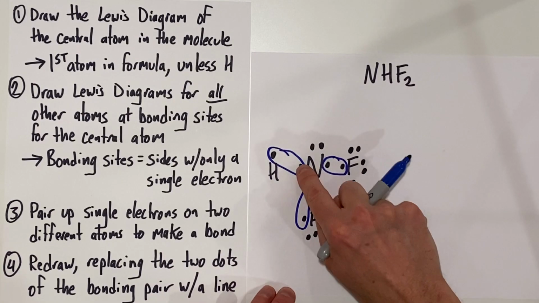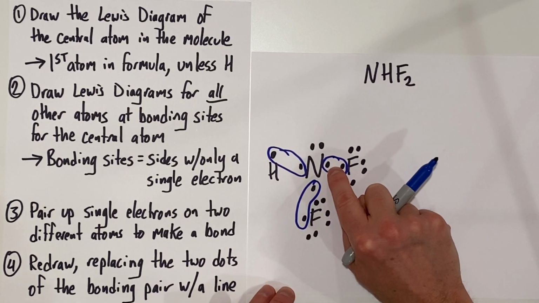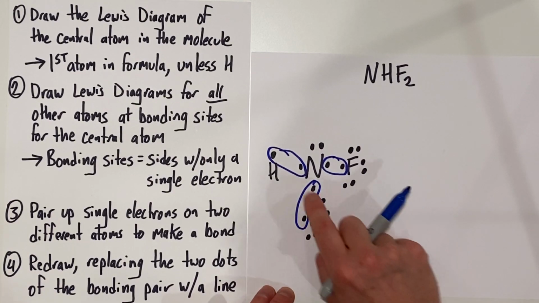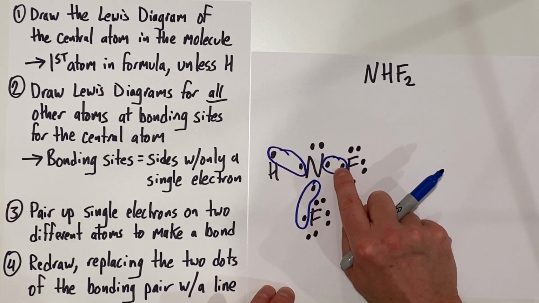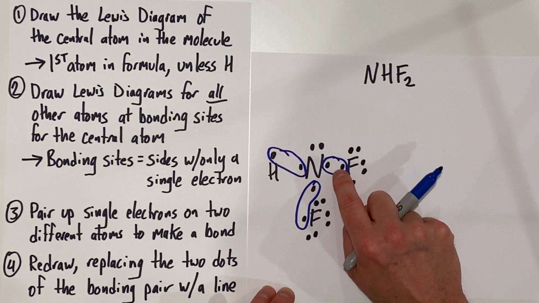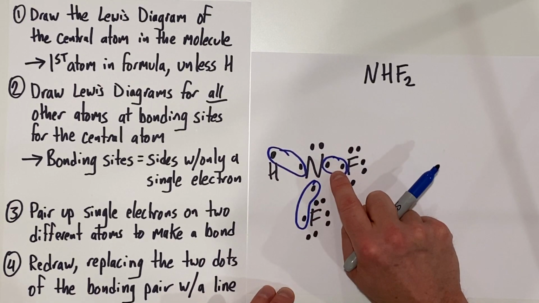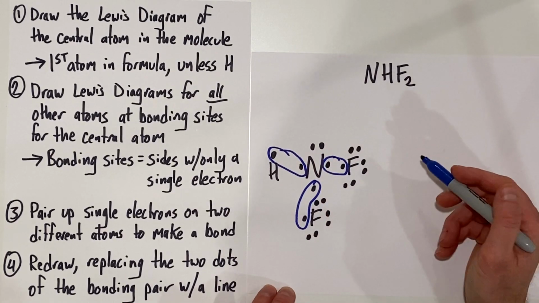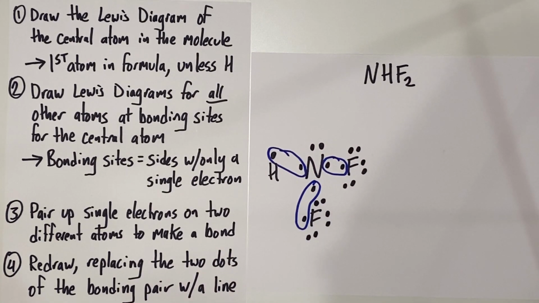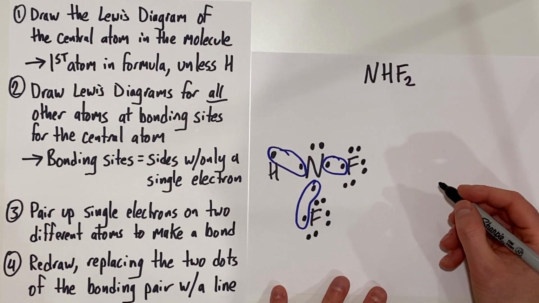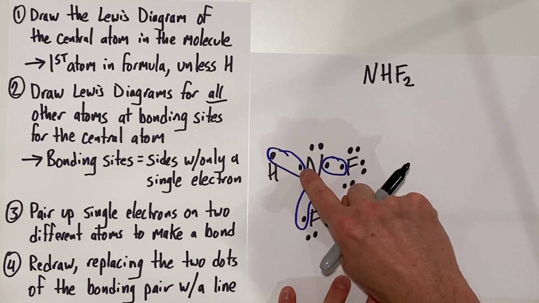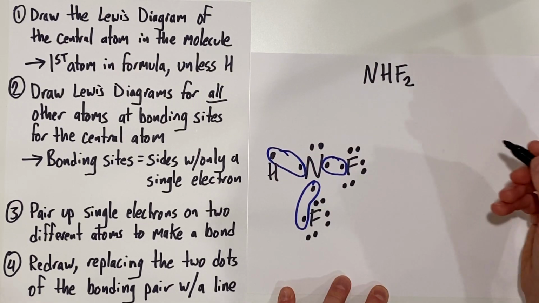And going here. So you'll notice nitrogen started out with 3 single electrons and now it's able to make 3 bonds. And when it makes those 3 bonds, it'll have 2, 4, 6 electrons in the shared pairs plus 2 electrons in the lone pair. So that'll be 8. So nitrogen's octet will be satisfied. And so will all the other atoms as well. All right, so let's do our final step, replacing the 2 dots with a line to represent a covalent bond.